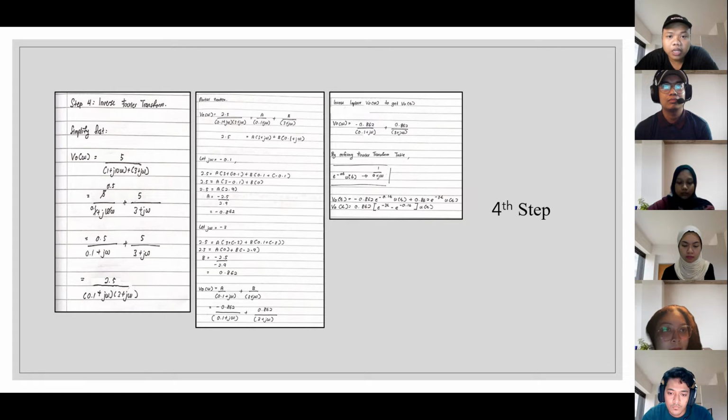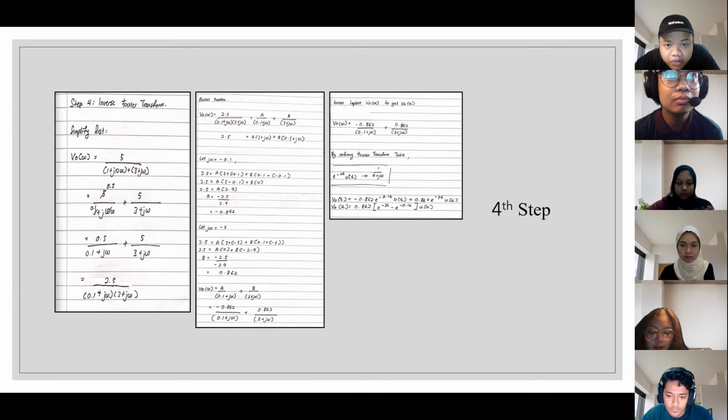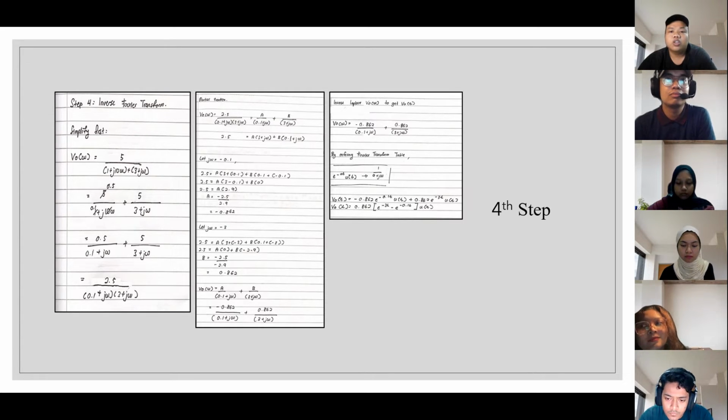By referring to the Fourier transform table, we get the equation right there. So the answer is V out time domain equals 0.862 bracket exponent negative 0.1t minus exponent negative 3t. Okay, that's all from me.